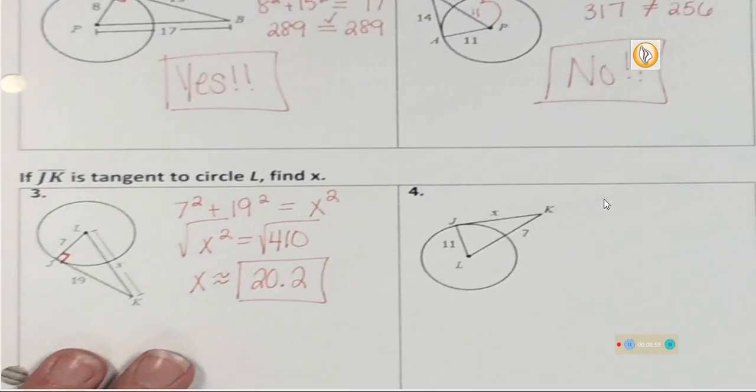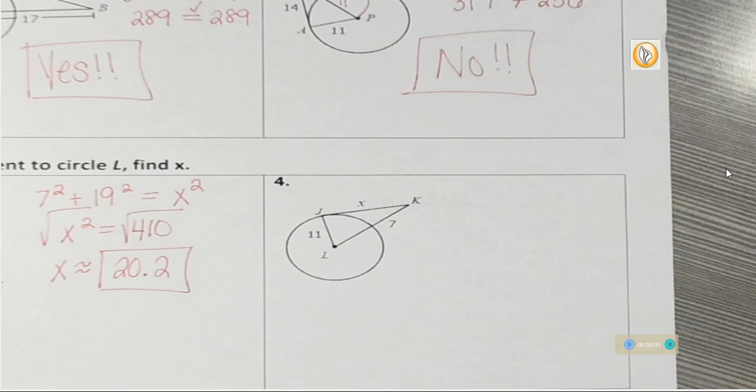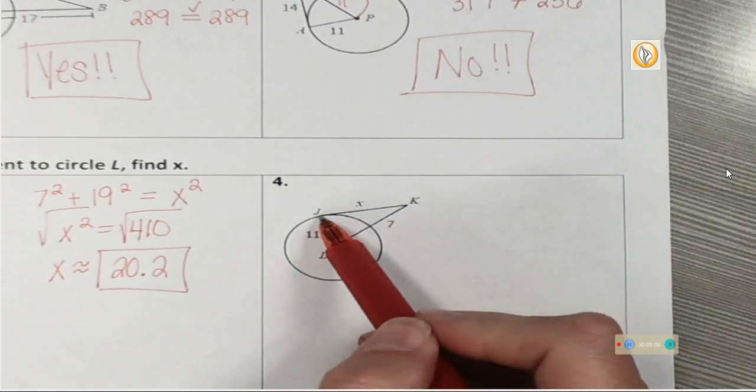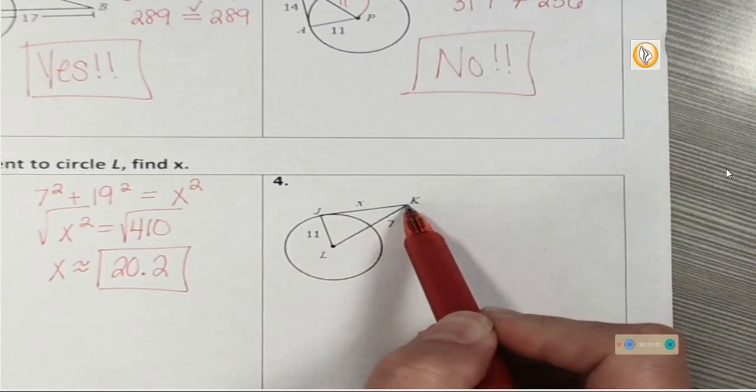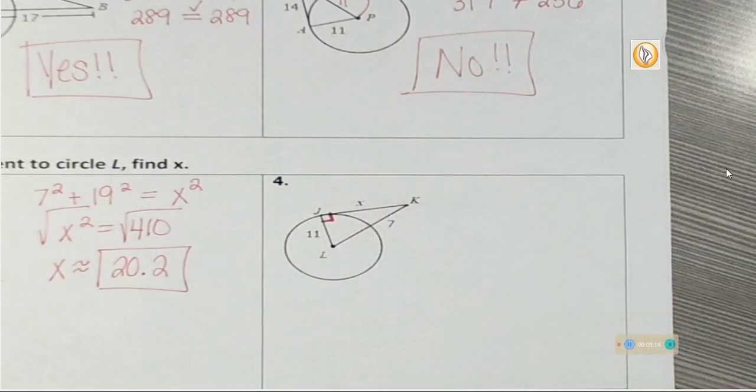Alright, so number 4. Okay? I need you to look at where is your tangent. Your tangent is J to K. Where is your point of tangent? At J, that is where you are perpendicular. How do I know it's perpendicular? Because I was told it is tangent, and a line that is tangent to a circle is perpendicular to the radius at the point of tangency.